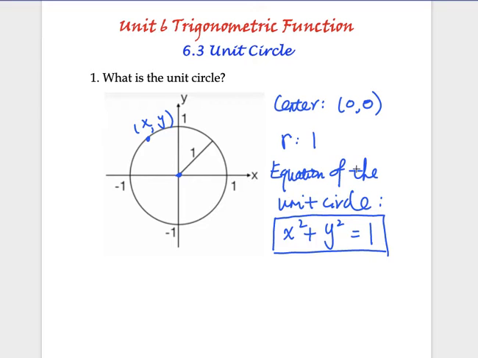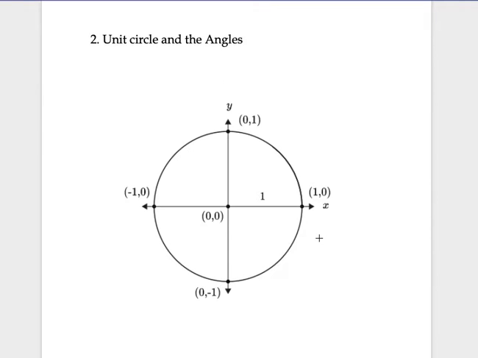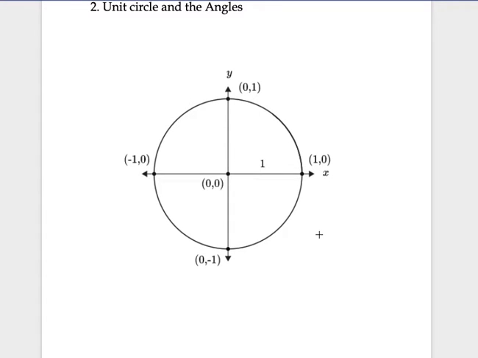Okay, so this is the first part. We already introduced how the unit circle looks. It has several features that make this circle a unit circle. The second part is going to be very important. We are going to link the unit circle to the angles we introduced before. The very first thing, let's label some important coordinates on this unit circle. As we mentioned, the center is (0, 0) and the radius is 1.